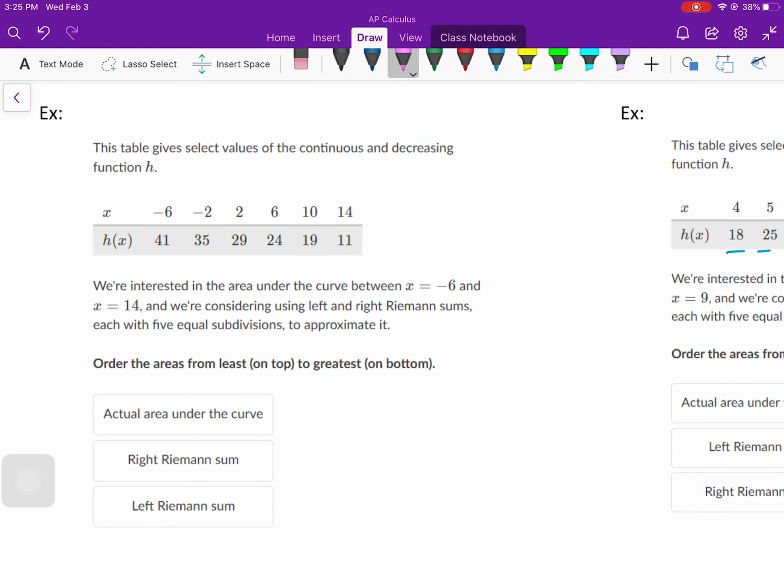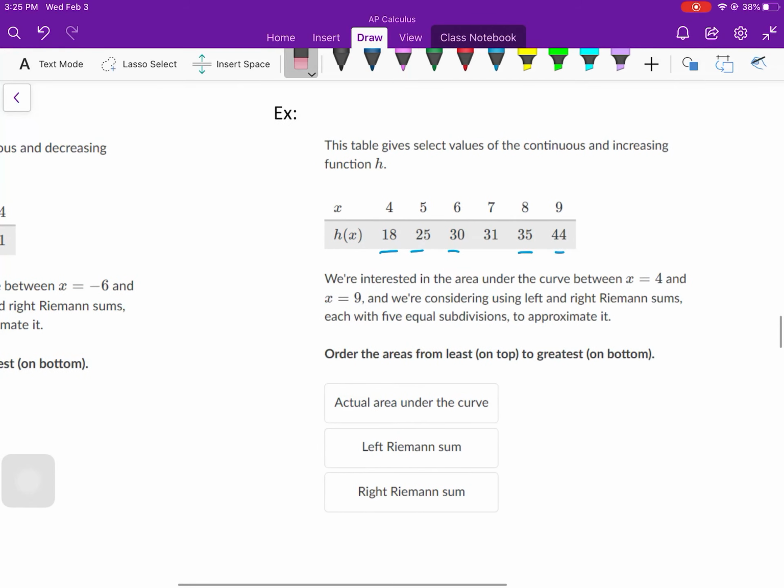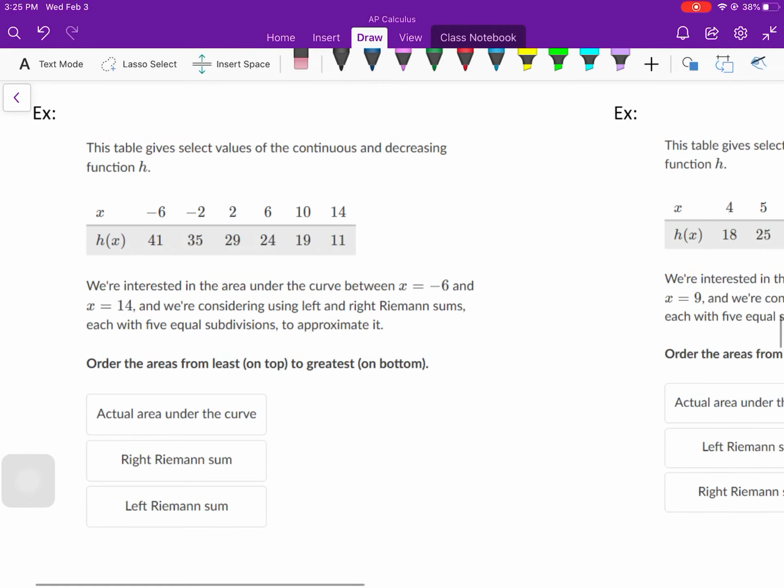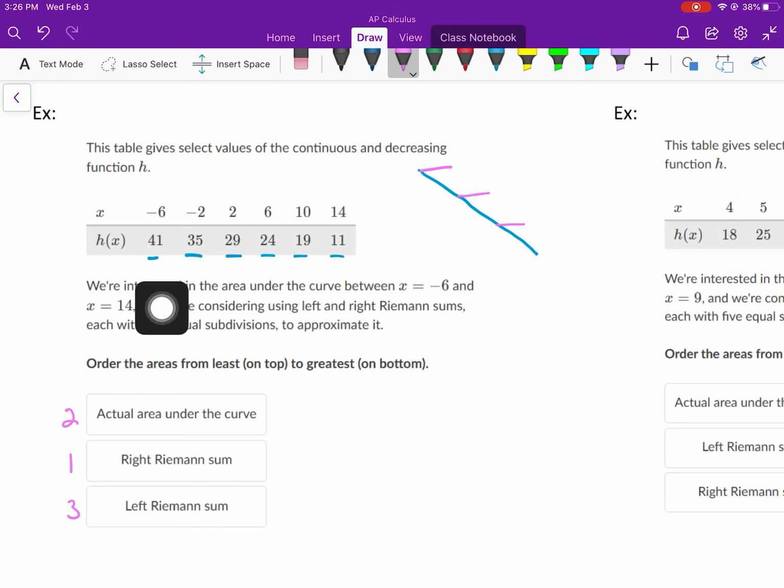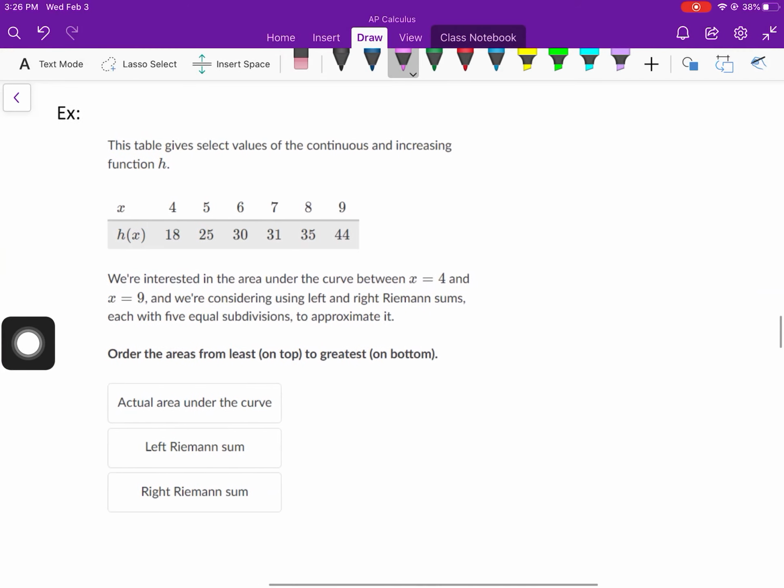So this function, if you're given a table, if you're given an algebraic function, all you got to do is look at the outputs and figure out, hey, is it going up or down? If it's the actual algebraic function, you would do a first derivative test because that can tell us if a function is increasing or decreasing. But here we can see that our outputs, starting from left to right, are going down. So that being said, a left sum would be an over approximation, meaning the right sum will be the under approximation of the actual area. And then our left sum will be the greatest because it's an over approximation.